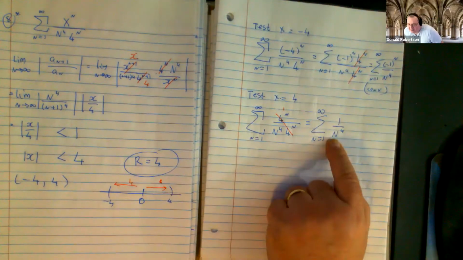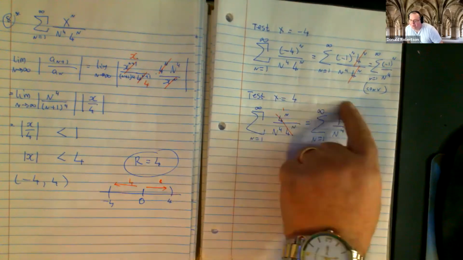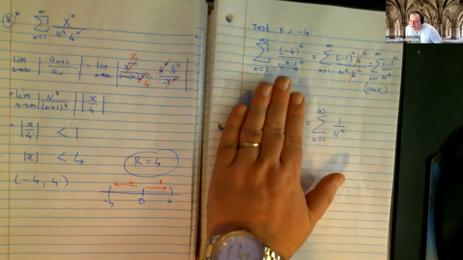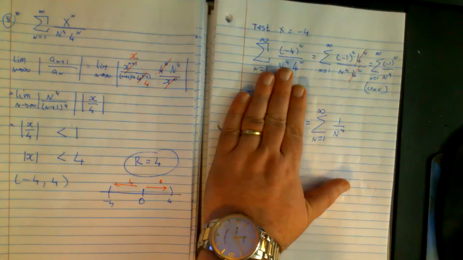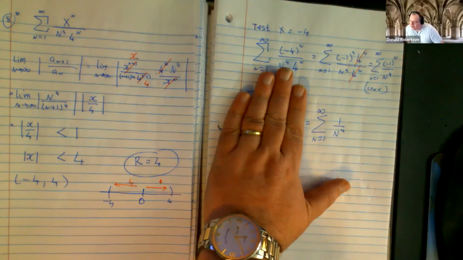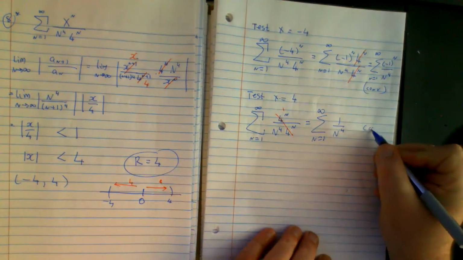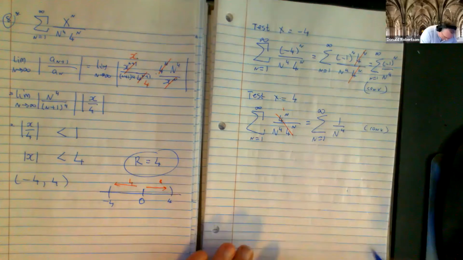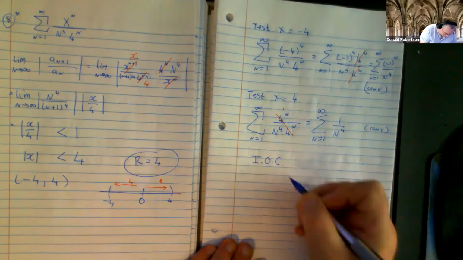Do you recognize that fella? Who's he? We have a name for these guys, the ones that look like this one. P series, right? Yeah, and isn't p equals 4, so it also converges. You agreed? Well, 4 is larger than 1, yes. So we now have an updated interval of convergence.